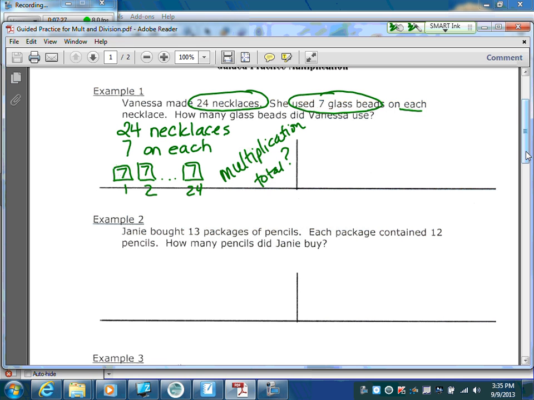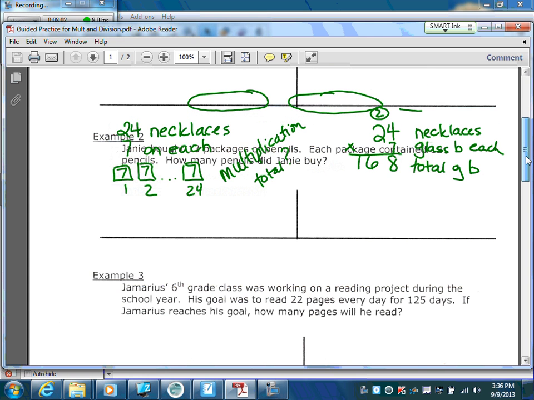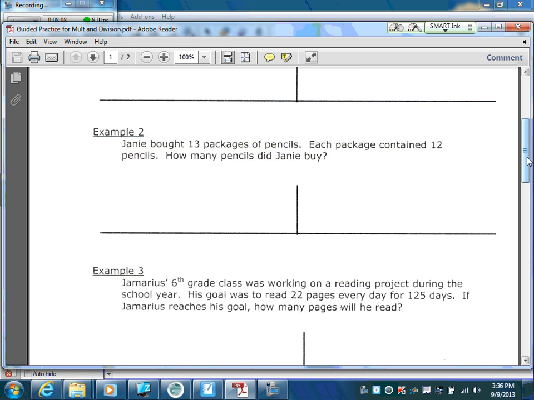total. My work, I'm going to take my 24 and I label everything. Use 7 glass beads on each, and then I'm going to multiply. 7 times 4 is 28, 7 times 2 is 14, plus 2 is 16, and my 168 is my answer, but this is total glass beads. Okay, so you try the next one on your own. Get it up there for you. Pause the video, try it on your own, and I'll come back and check with you.